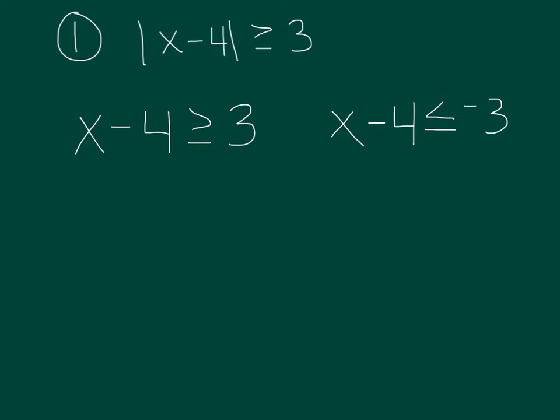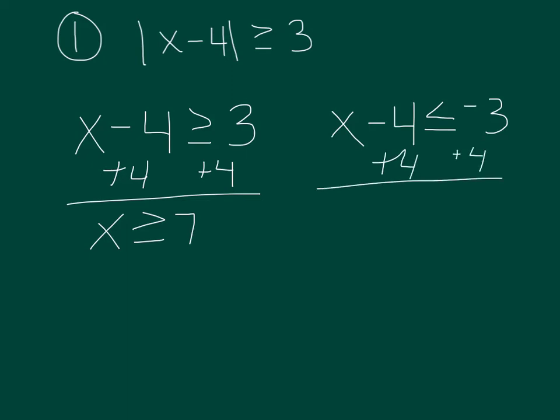Now we're going to solve both of these. Add 4, so you get x is greater than or equal to 7. Add 4, and you get x is less than or equal to 1. When you graph this, you're going to have a 1 and a 7. They're both going to be closed circles.